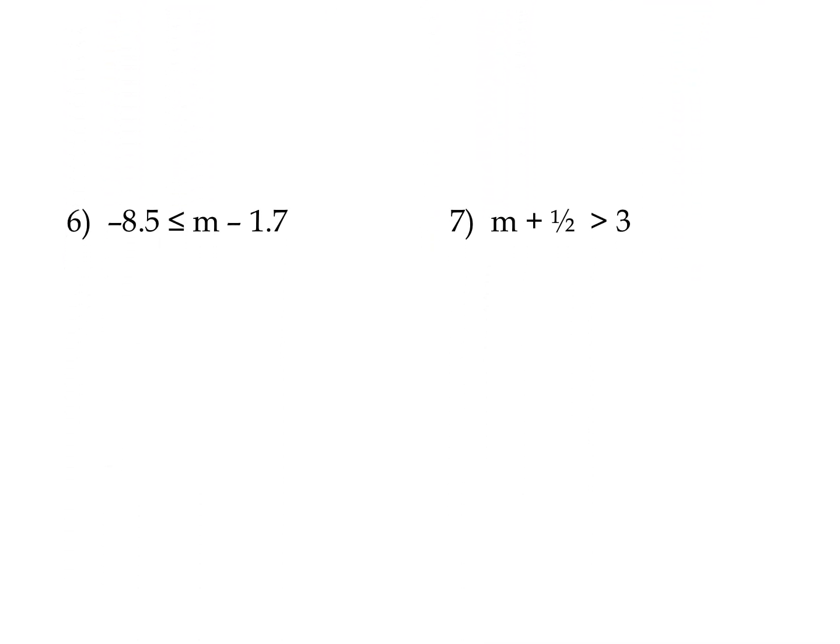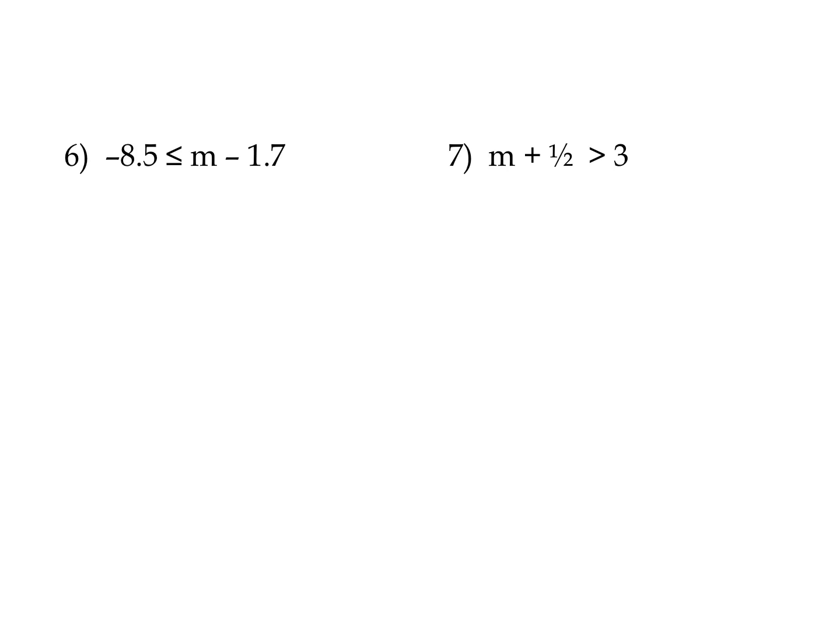Let's try a couple more here. And again, you should be trying these, seeing how you're doing on those. So in number 6, we can add 1.7 to both sides. Negative 6.8 is less than or equal to m. Okay, so we can graph that out.